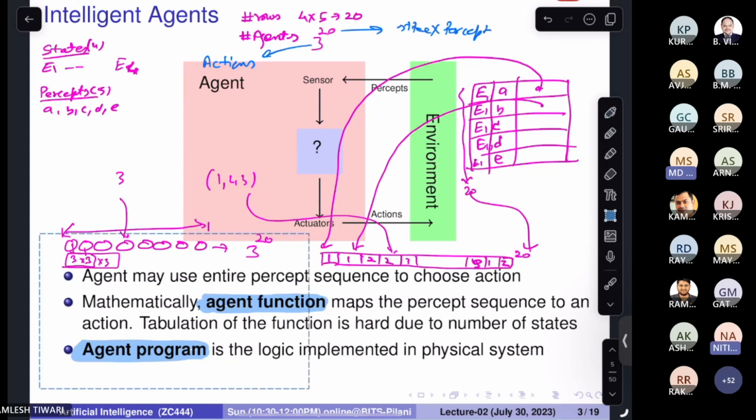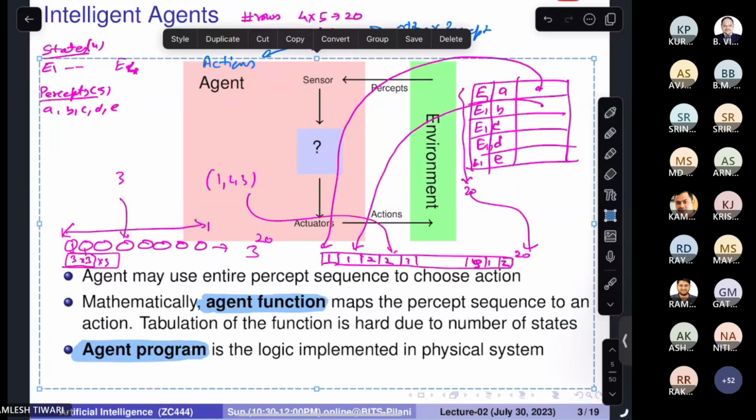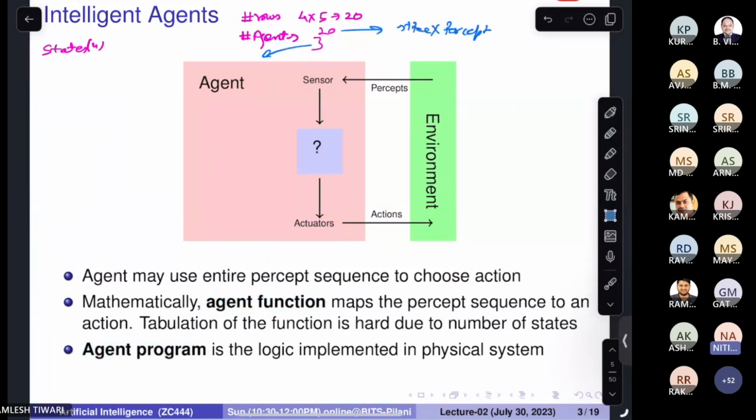Can you repeat it once, please, sir? What part? The last part, how to calculate the number of agents? Essentially, I just want to give you the brief idea that for every state, from one state you are going to go to another state, and at the end you are going to reach some final state. So for every state, you have to tell what is going to happen.